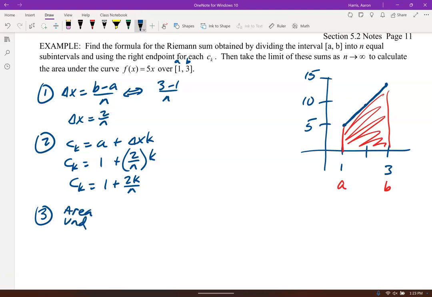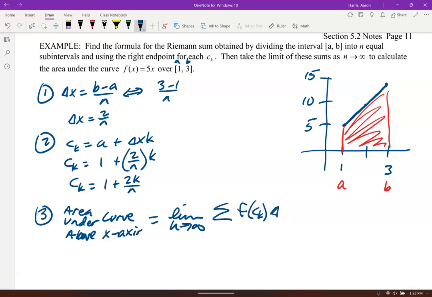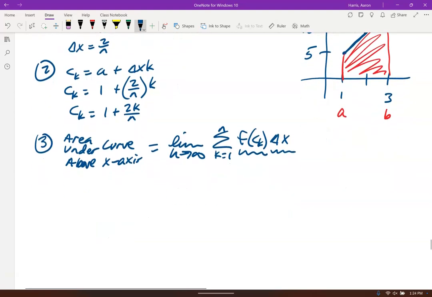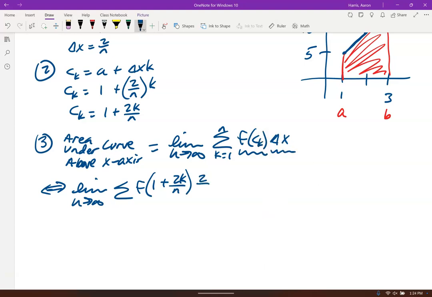Area under a curve above, notice I say it's got to be above the x-axis though, is the limit as n goes to infinity, with the number of subintervals going to infinity, of the rectangle height times the rectangle width, delta x, from k being 1 up to n. So that's the limit as n goes to infinity of the summation of f of 1 plus 2k over n times my delta x, which is 2 over n.